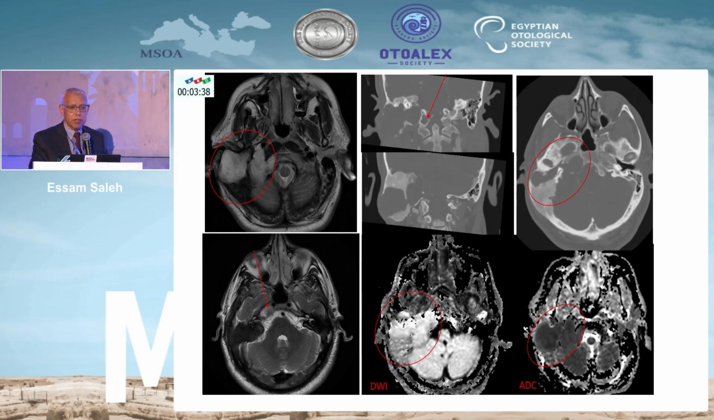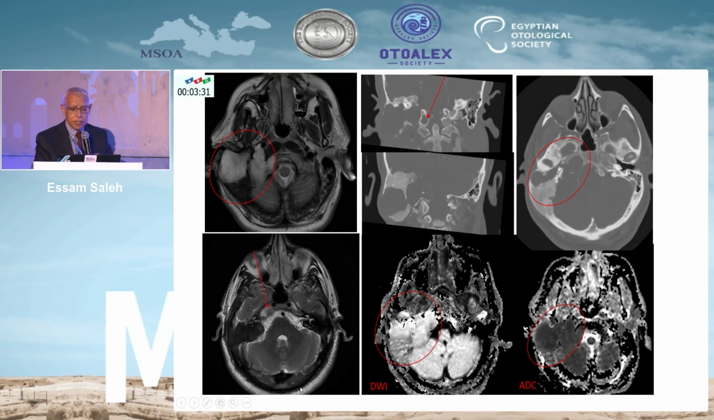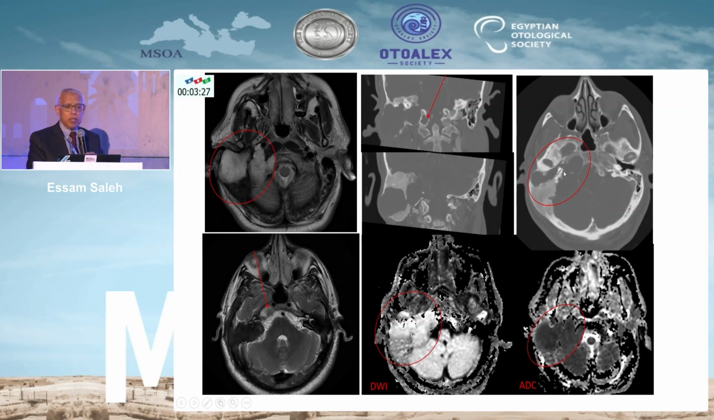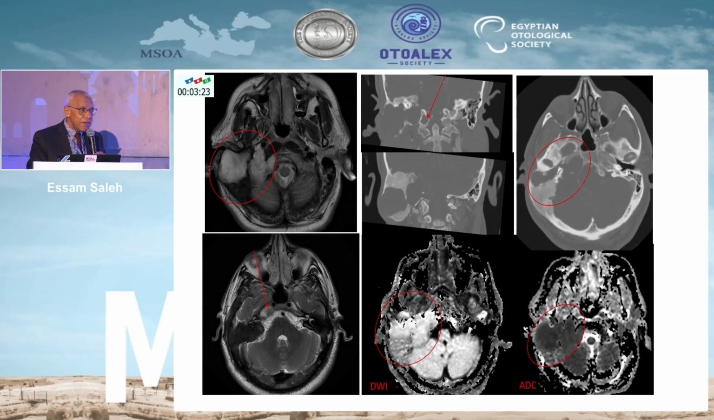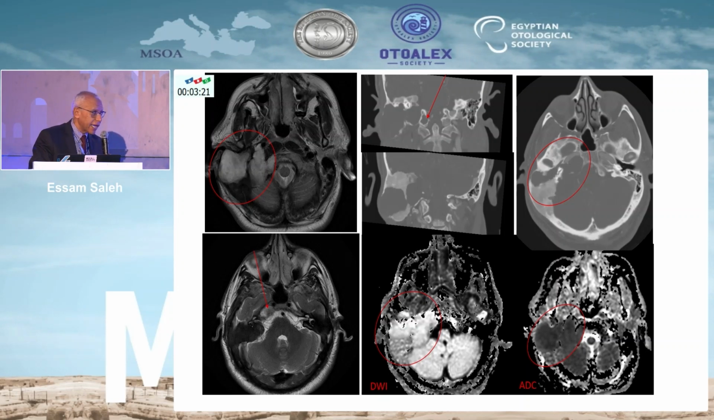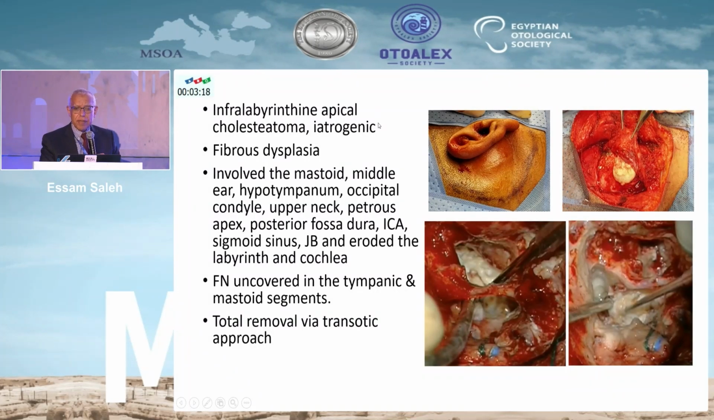So this is the cholesteatoma. As we see, it's very extensive. It even involved completely the petrous apex and the carotid. That's the diffusion-weighted images. And it involved also the occipital condyle, the petrous apex, and even there was a small part in the neck. So that was the surgery.